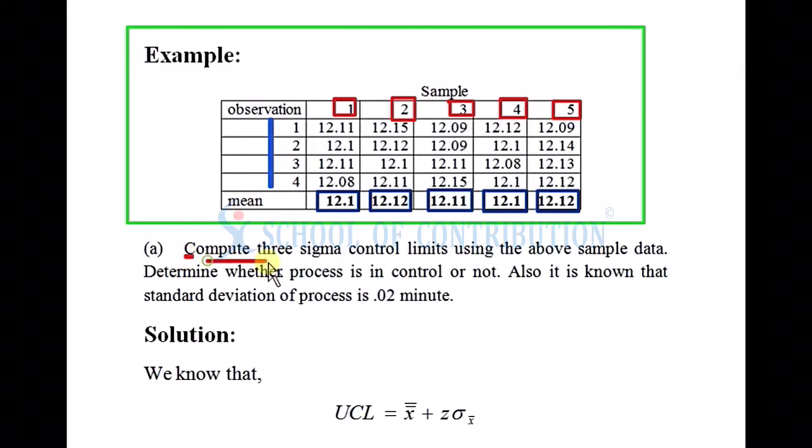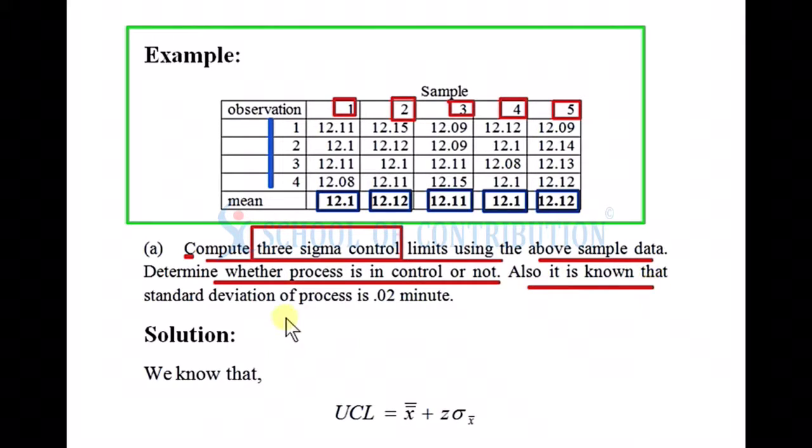So we have to compute 3 sigma control limits using the above sample data. Determine whether the process is in control or not. Also it is known that the standard deviation of the process is 0.02 minutes, that is called sigma.